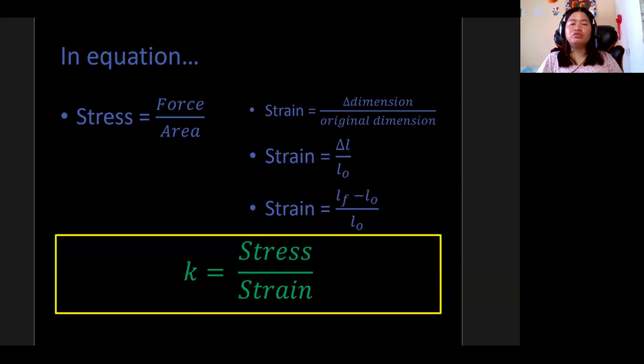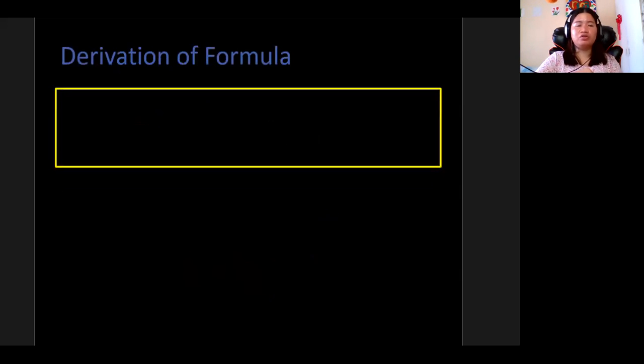So if you put Hooke's law in a numerical form, this is what you get. K is equal to stress over strain. Using stress over strain, we will be looking into the derivation of the different moduli. Okay, so Hooke's law, numerical form, K is equal to stress over strain. Now from this main formula, we can derive the different moduli. So let's start with the derivation of Young's modulus.